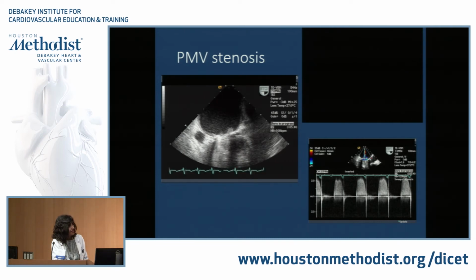And then you can see the gradients are high. This is the Doppler that shows how high the gradient is across the mitral valve, about 13. So this is a person who had either a vegetation or thrombus obstructing the leaflet movement.